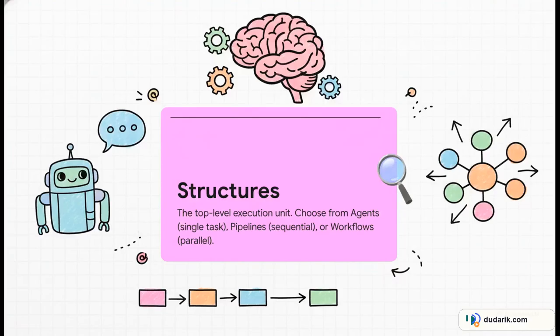Okay, at the highest level, you have what Griptape calls structures. This is basically the container for your whole operation. You can pick an agent if you need something conversational, like a chatbot. You can use a pipeline for tasks that need to happen one after the other. Or you can use a workflow to run a bunch of stuff at the same time, in parallel. It's all about choosing the right shape for the job you need to get done.